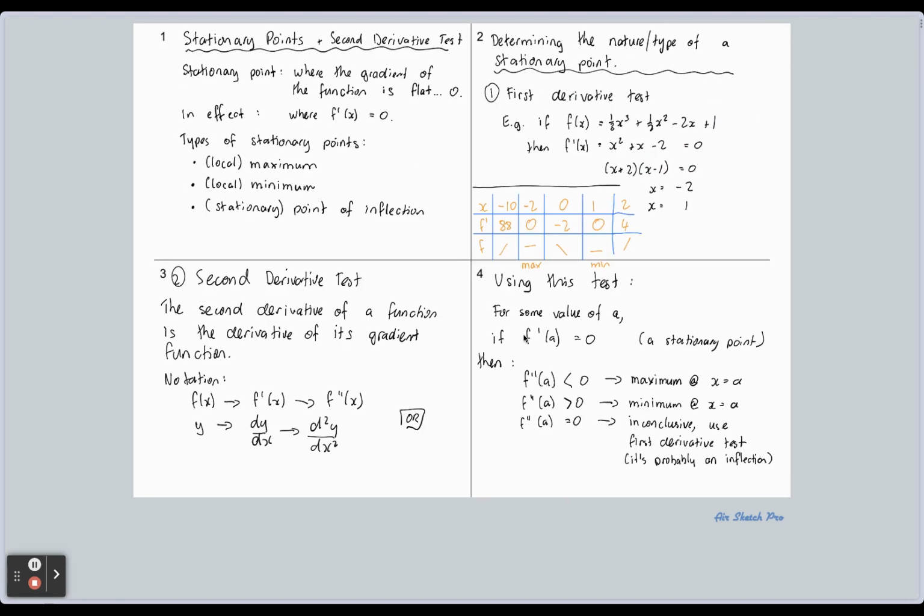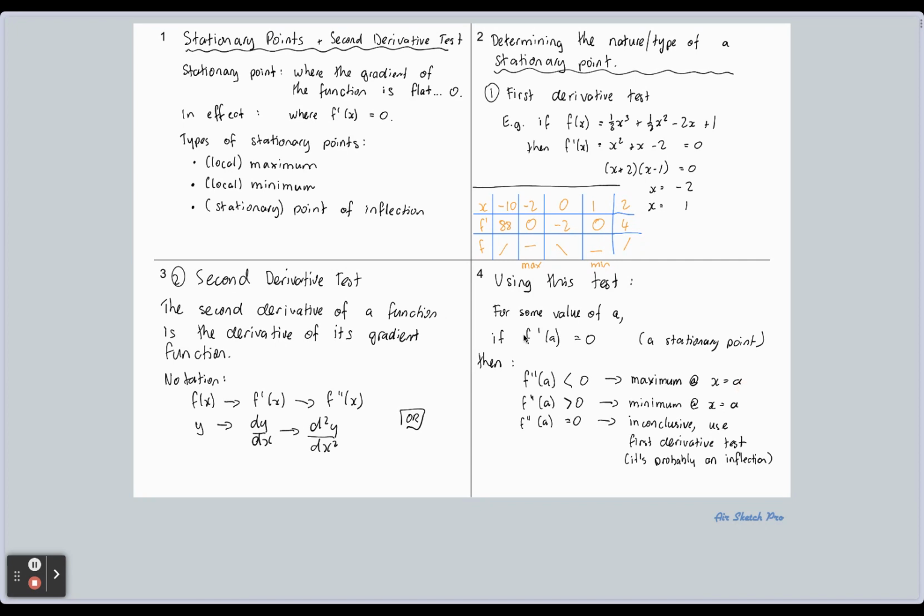Okay, let's have it all zoomed out and look at slide 4 using this test. This is the critical thing. If f dash of a equals 0, in other words, if I have found a value for x called a such that it is a stationary point, then if the second derivative at that point is less than 0, if this is negative, then we have a maximum at x equals a.